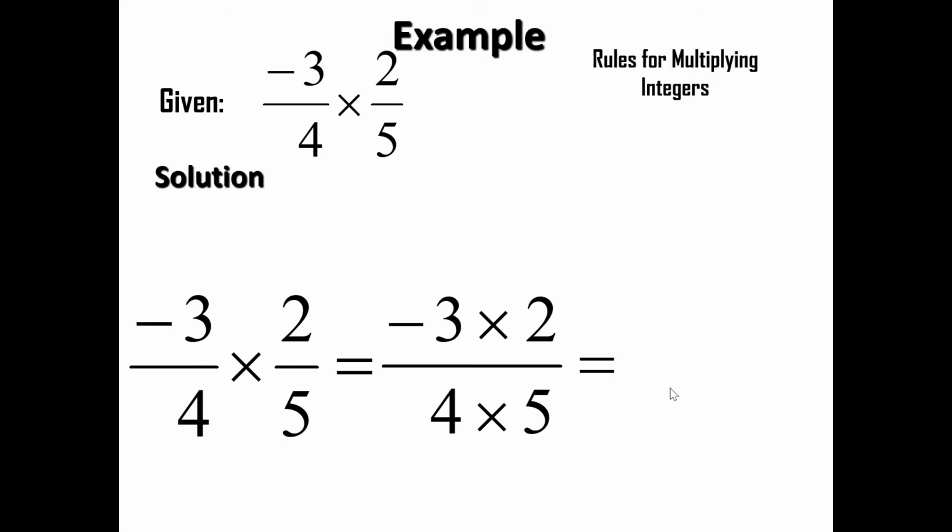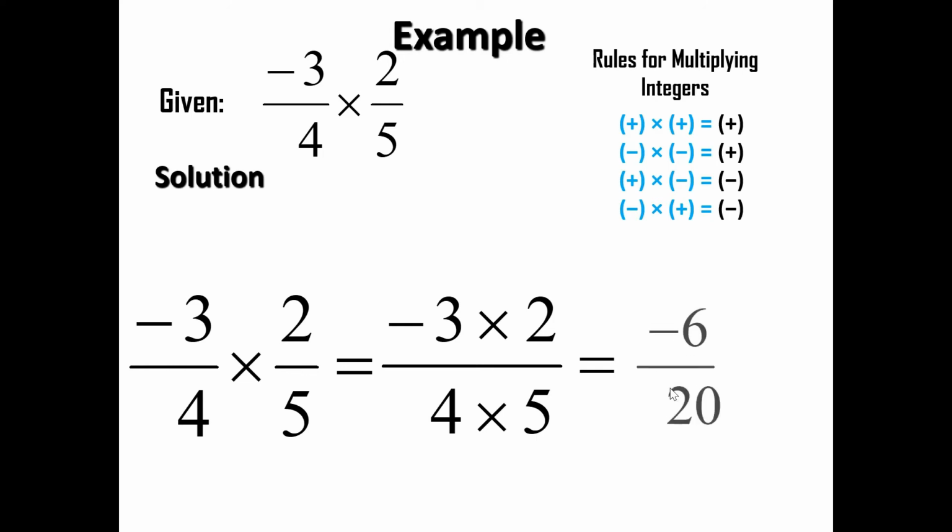So review po muna tayo ng multiplying of integers. Ang rules, same sign positive and unlike sign negative. Positive times positive is equal to positive. Negative times negative equal to positive. And positive times negative is equal to negative. And negative times positive is equal to negative. Now, so we have -6/20.